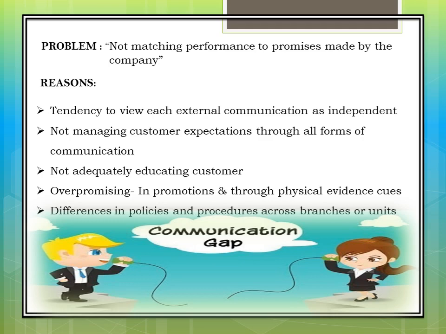Reasons: first, tendency to view each external communication as independent. Second, not managing customer expectations through all forms of communication. Third, not adequately educating customers. Fourth, over-promising in promotions and through physical evidence cues. Fifth, differences in policies and procedures across branches or units.